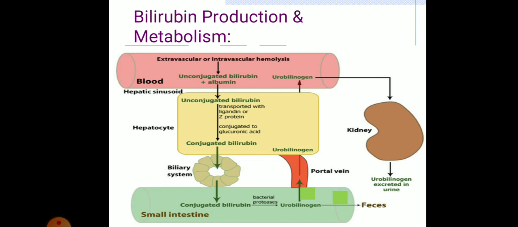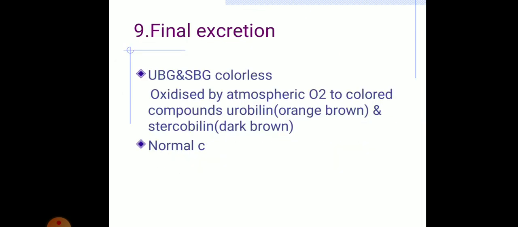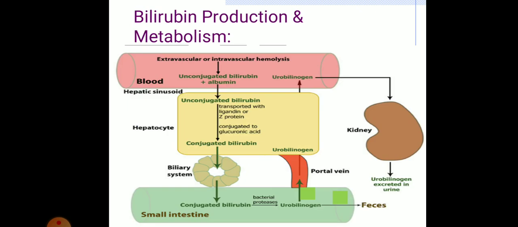Of this urobilinogen, 20% is taken up into enterohepatic circulation and moved to the kidney, and it is excreted through urine. The remaining 80% of the urobilinogen is converted to stercobilinogen and it is excreted through feces.